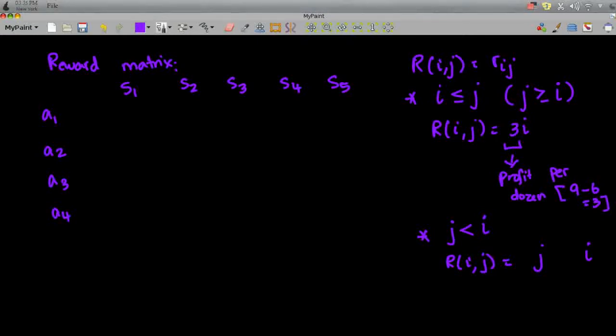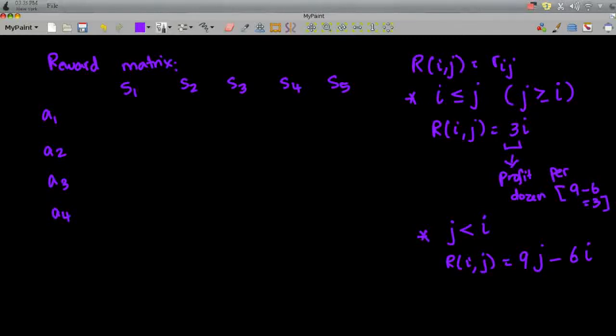So the profit for j dozen cookies is $9 per dozen, so it is 9 times j. And the manufacturing cost for a dozen cookies is $6 per dozen, so you'd have 9j minus 6i. Now, if you come up with this function, you can actually get the previous function that we have by setting i equals j. If i and j are one and the same, then you'd have 9i minus 6i equals 3i.